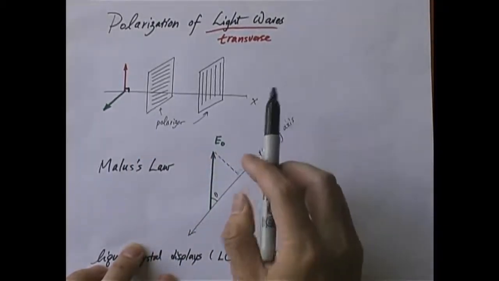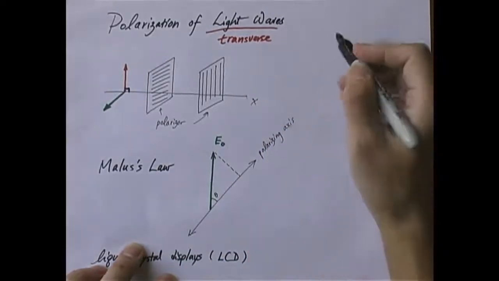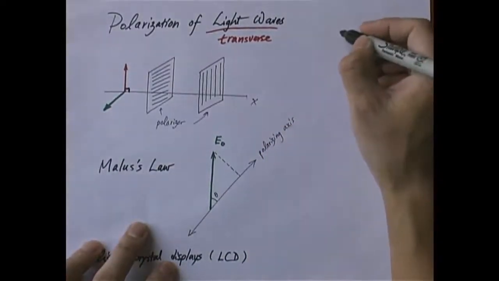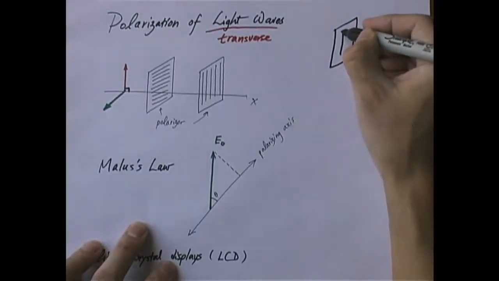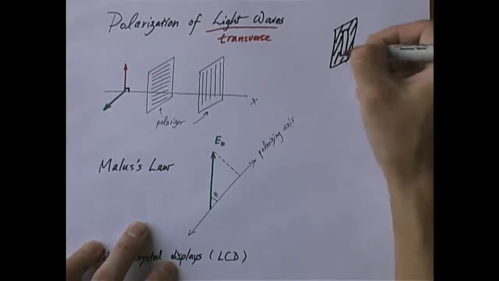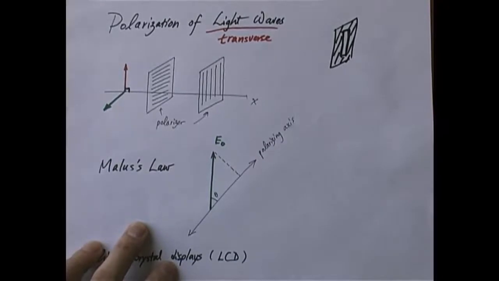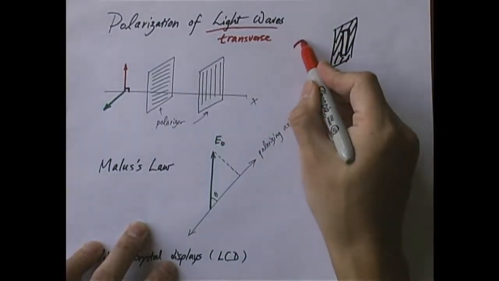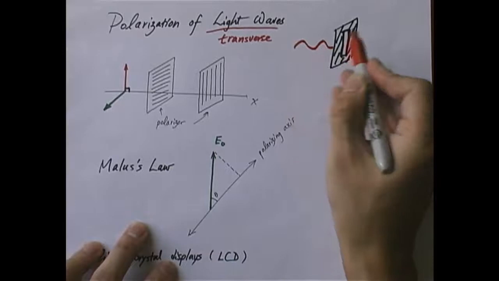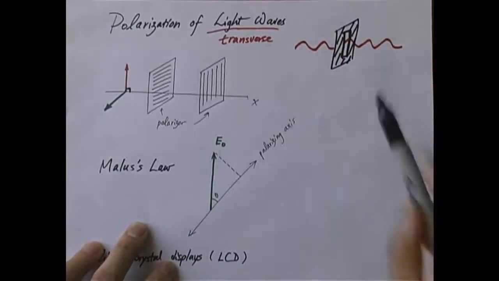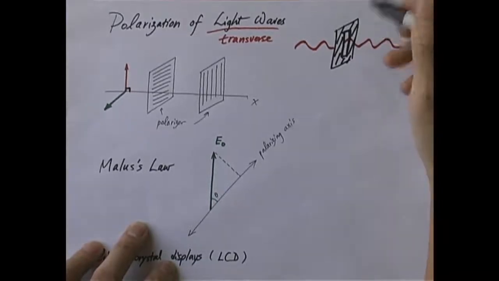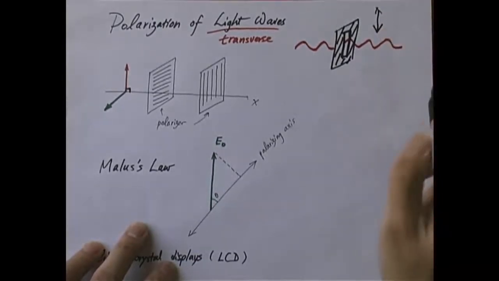Now imagine, actually, let's look at a mechanical analogy first. Suppose I have a restrictor like this. Basically, this is just a long narrow opening. Now I have a rope like this, and I send a wave through the rope. In this case, the long and narrow opening is along the vertical direction.